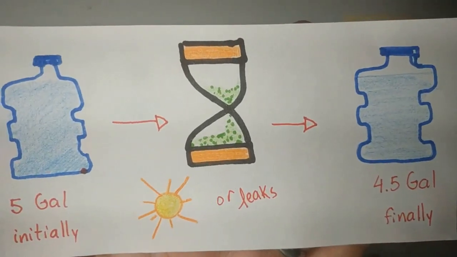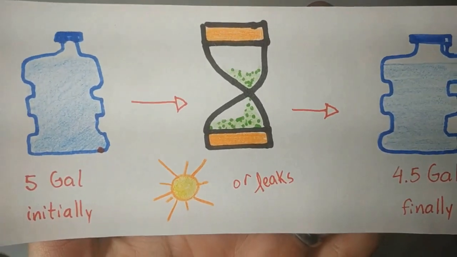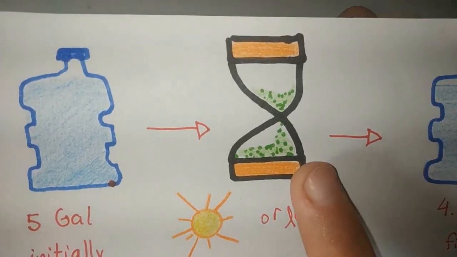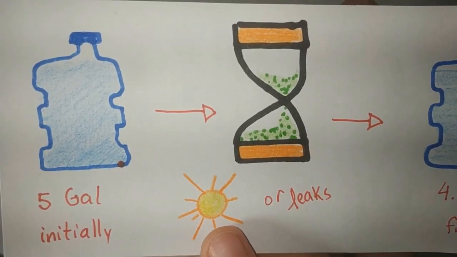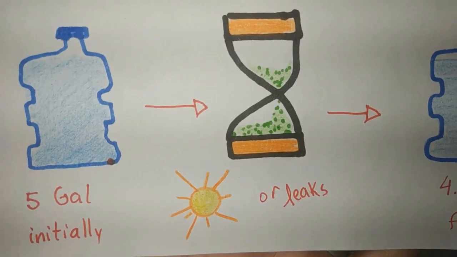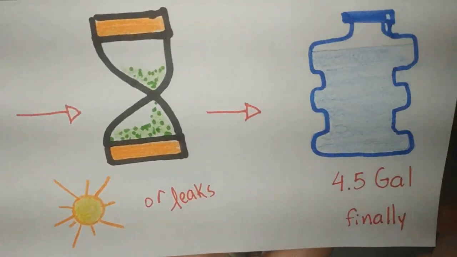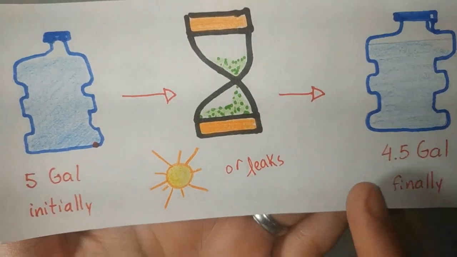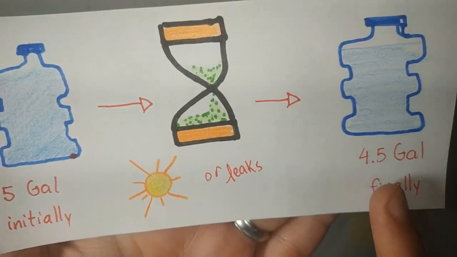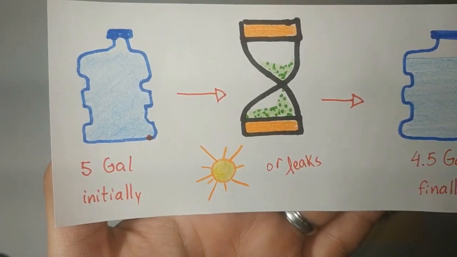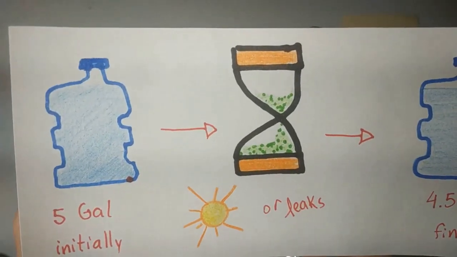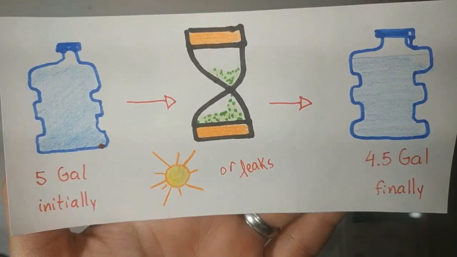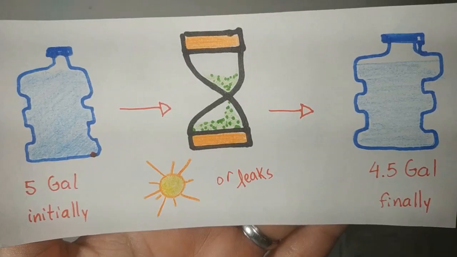Now, in this case, there were so many factors that altered the initial amount of water, okay? Those factors are known as time, temperature, and other examples are leaks. Now, if I need to calculate the efficiency of this system, it will be final divided by initial. So if I use the simple equation of a percentage, I will have 4.5 divided by 5.